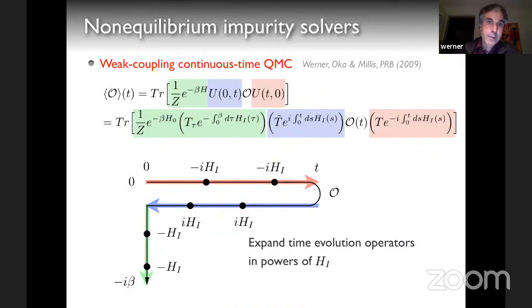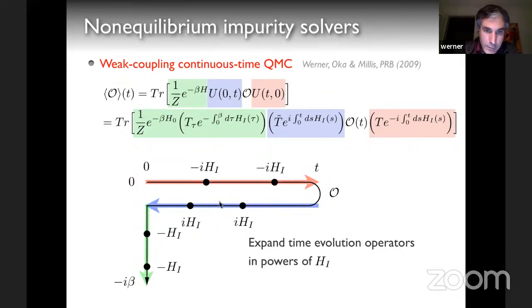Let me explain a few methods which we have implemented and used in the context of non-equilibrium DMFT calculations. One method is the adaptation of the weak coupling continuous time Monte Carlo technique to non-equilibrium problems. For this, we go back to this expression here for the time-dependent expectation value of our observable O. And what we do now is we switch to an interaction representation where the time evolution between operators is given by the quadratic part of the impurity Hamiltonian. And in this representation, what remains in the time-ordered exponentials is the interaction part of the Hamiltonian.